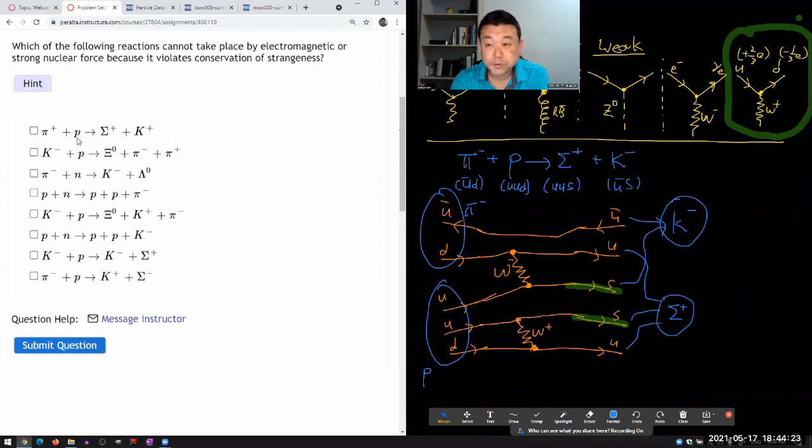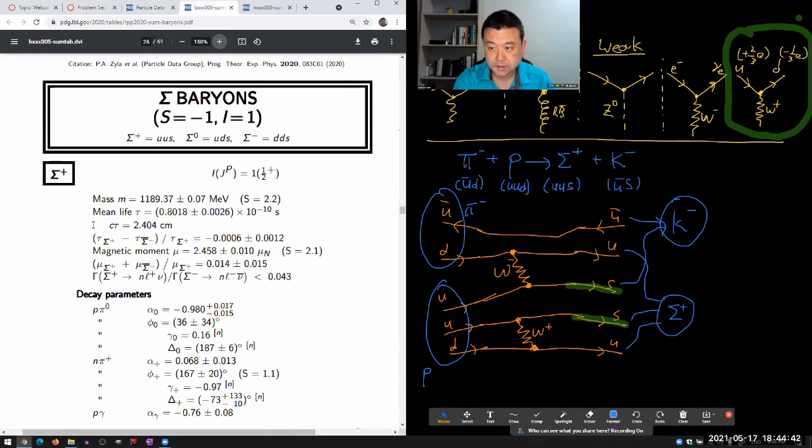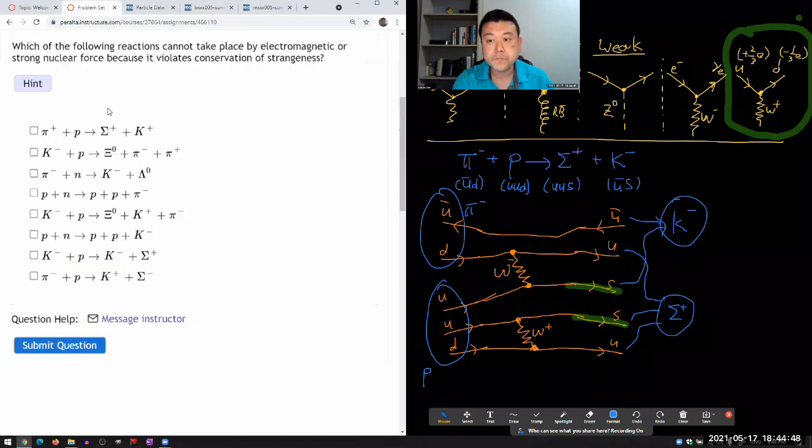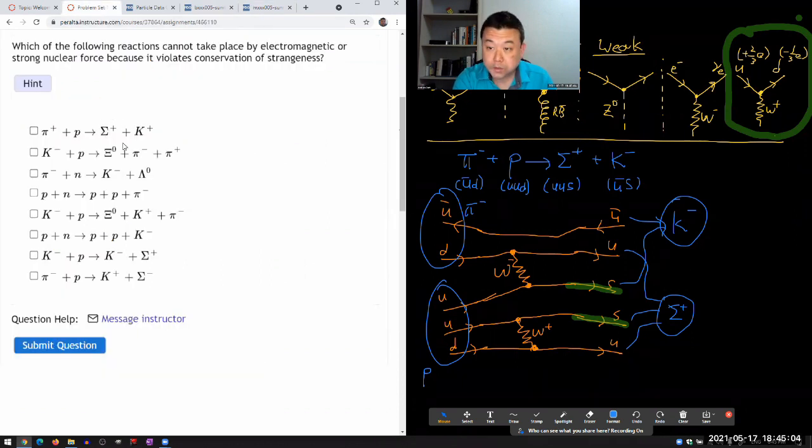So pion plus proton into sigma baryon and K meson. As a reminder, all the sigma baryons, because they all have one strange quark, have strangeness of -1. K meson is a different one. Their charge kind of decides what strangeness it is. K plus has an anti-strange quark, so it has strangeness of +1, which means on the right hand side, net strangeness is 0.